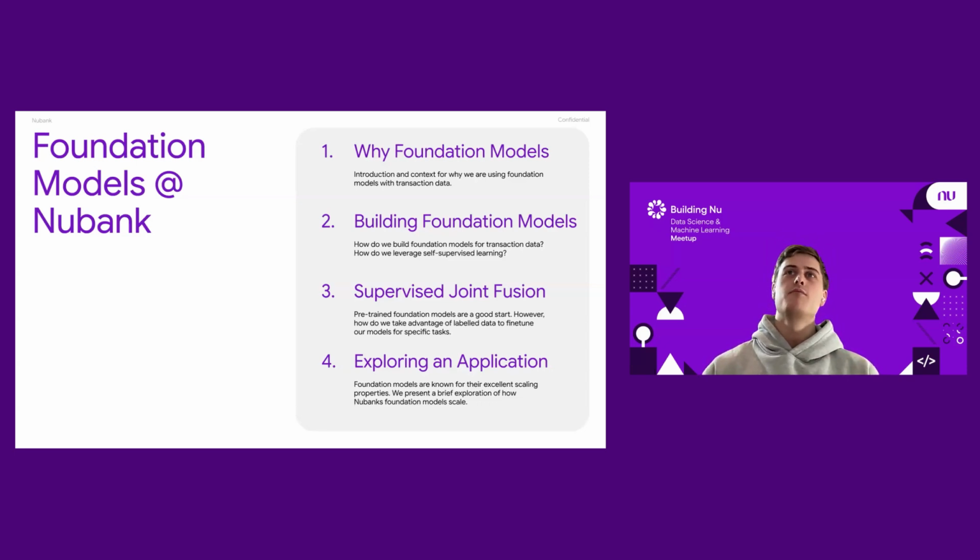Building from this, we're going to show how we construct our base foundation model and how we use self-supervised learning to pre-train this on our transaction data. The next step is to explore how we can use supervised fine-tuning or supervised joint fusion to train these models for specific tasks that we might have labels for that we want to solve. So how do we take our pre-trained model and produce some embeddings that are specific to the task we want to solve? Then almost at the end, we're going to talk about an application.